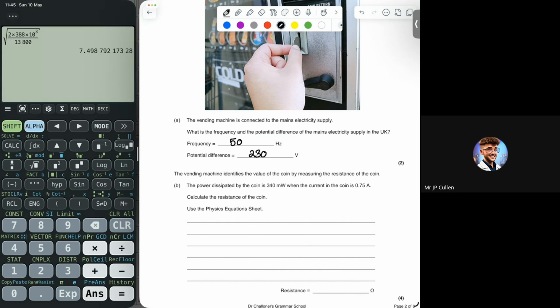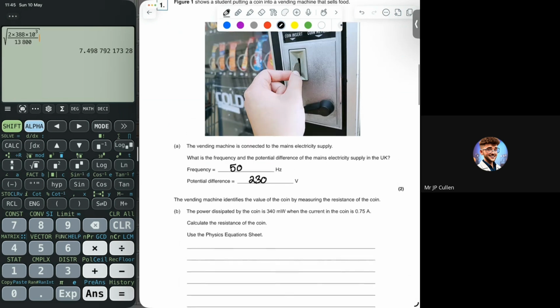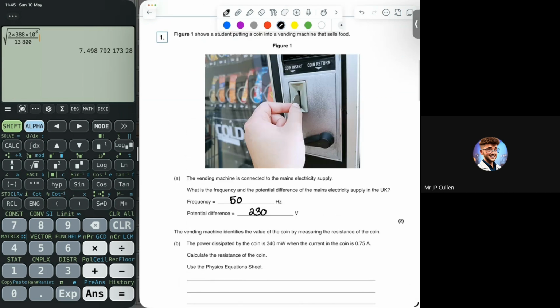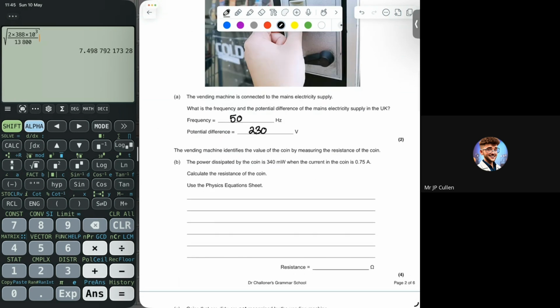The vending machine identifies the value of the coin by measuring the resistance. So these old vending machines, that's essentially what they do, because each different coin has a slightly different resistance. When you put a 10p in, it knows the resistance that 10p should have, and it recognizes the 10p. So let's have a look at the next one.